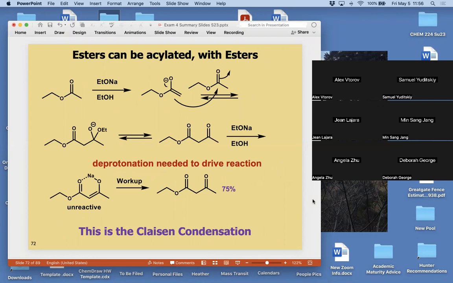Age-old reaction is a Claisen condensation. So the anion of the ester is a nucleophile, and the same ester is the electrophile.